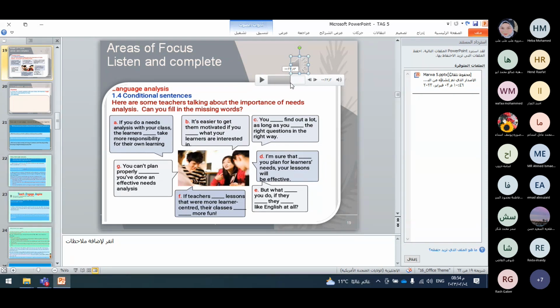Very good. Okay, the next one should be D, starting with, I'm sure. Read it, please, first. Read box D. Finished. Very good. Okay, we'll listen to it.